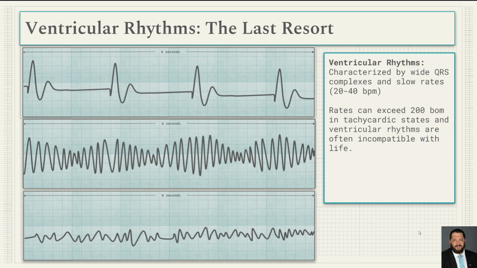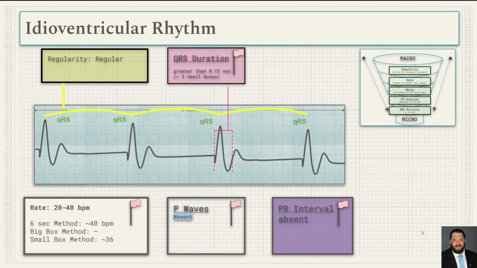We'll look at each of these more closely, but here are a couple of the ventricular rhythms. Notice the wide aberrant appearance of the QRS complex. These are oftentimes slow until they're very, very fast and can degrade into chaotic, irregular rhythms like you see at the bottom. The baseline rhythm for the ventricles that we'll talk about first is the idioventricular rhythm.